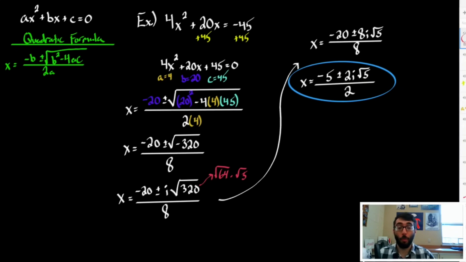We're going to leave it as one big fraction, and that is solving by the quadratic formula. It's really not that hard. It's just a lot of arithmetic. So the more you practice with this, and the more you practice simplifying radicals, square roots in particular, the easier this will become. Okay, so that is solving by the quadratic formula.